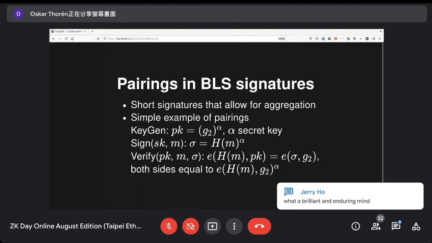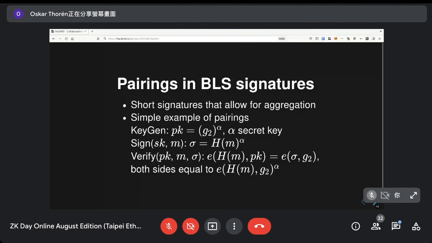Essentially, you have this key generation function where you have some secret, like a private key, and then you take G, a generator, to the power of alpha to get the public key. To sign a message, you take the hash of the message and then exponentiate it to your private key, your secret key. And to verify it, you check this pairing equality. If you do the variable substitution here with the public key and sigma, the signature, you can essentially swap the place of alpha.